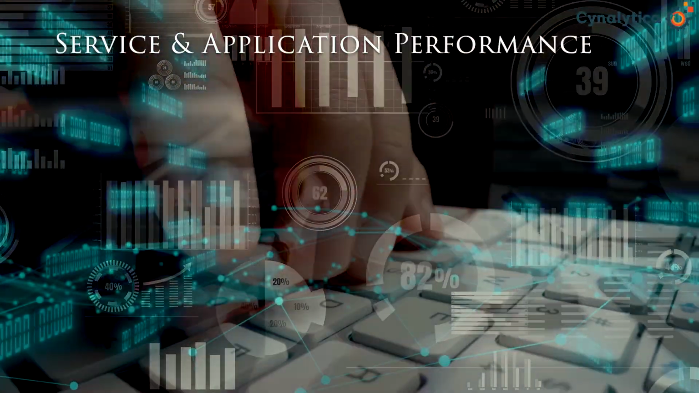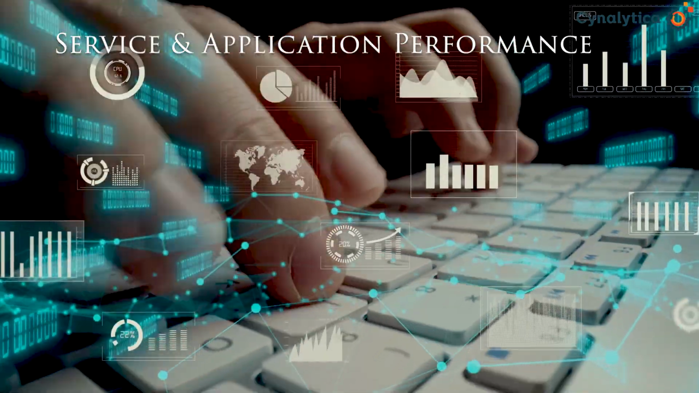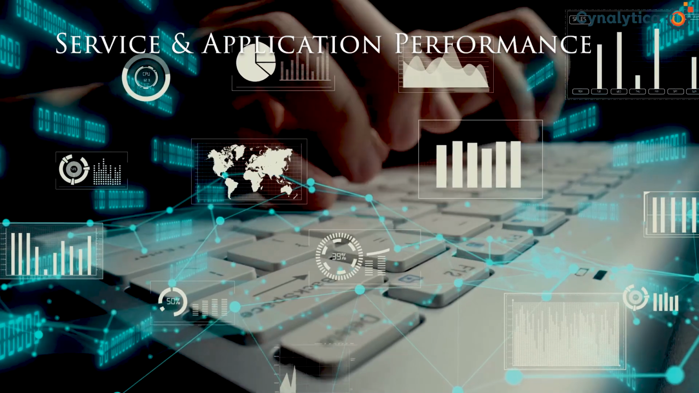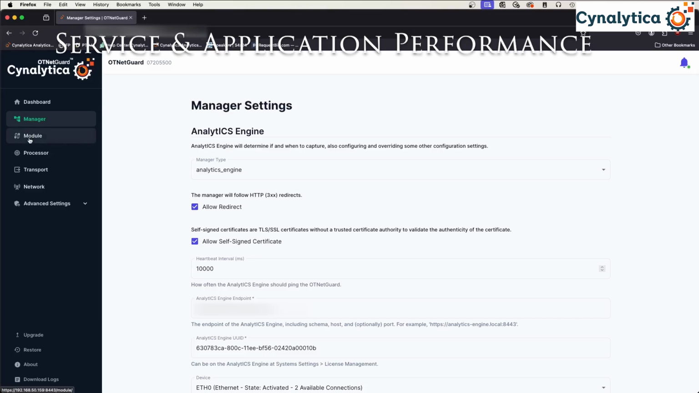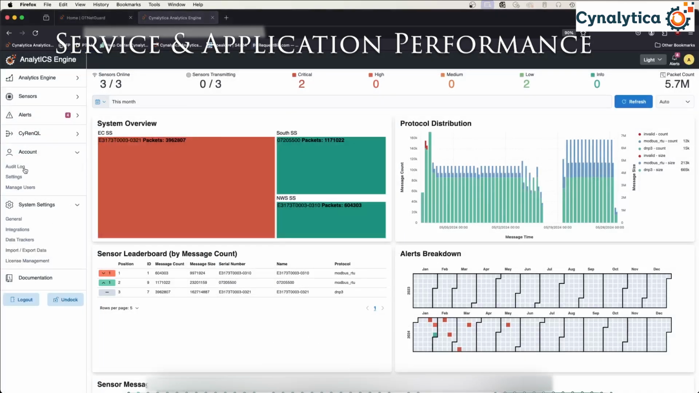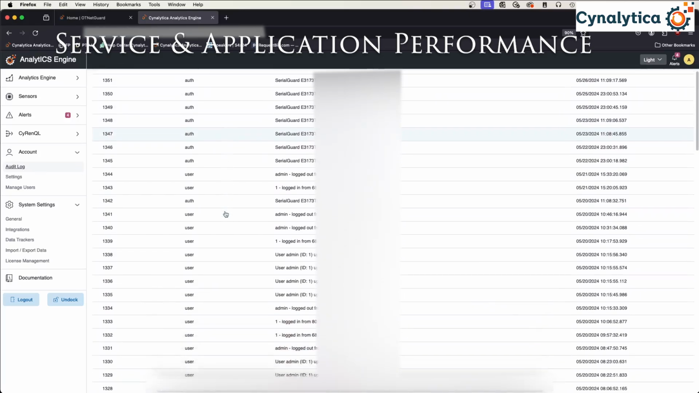Next is service and applications performance, monitoring the performance and availability of critical network services and applications to establish their normal operational metrics. Cynalytica's intelligent network sensors and analytics engine display specific control system data, including device metrics. These metrics can be easily captured and used to benchmark performance against established standards.